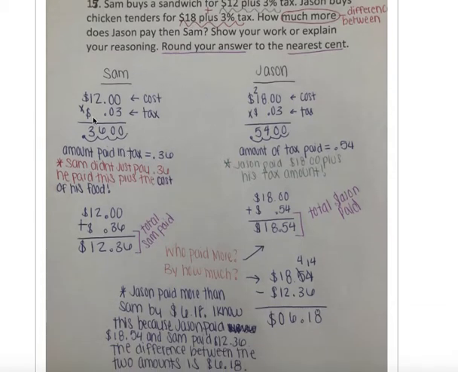So here we have for Sam, we have our total cost, our tax. We've calculated what the tax is. Same for Jason. We have the cost, the tax, and we've calculated what the tax is.